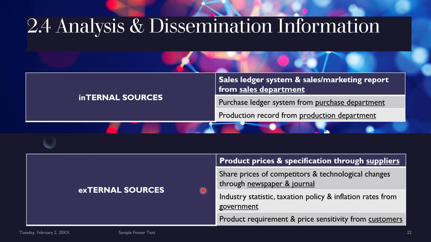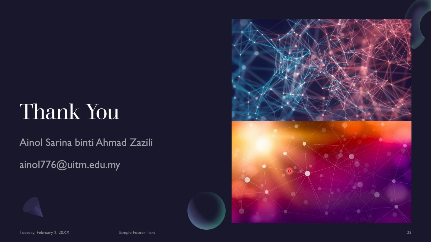The other type of sources of information consists of supplier, newspaper and journal, government, and also customer. So these are some examples for external sources of information. So that's all for cost accounting system.